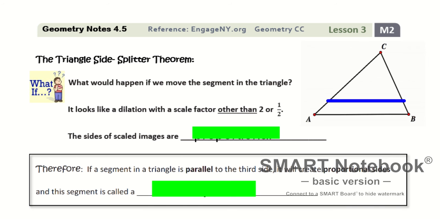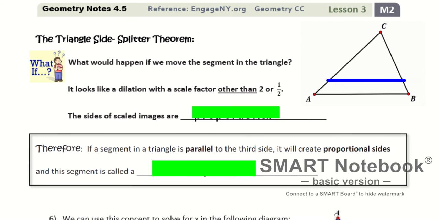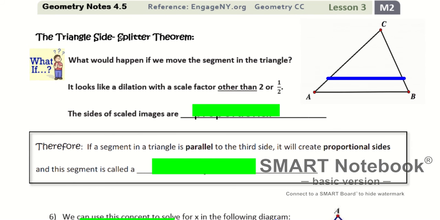All right, moving on to our third page of notes. This is our triangle side splitter theorem. So what would happen if we move the segment in the triangle? As in, no longer at midpoints, but somewhere else along those sides. So we're getting either closer or further away from the third side that we reference with our triangles.